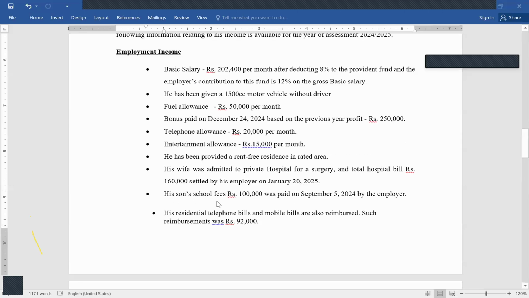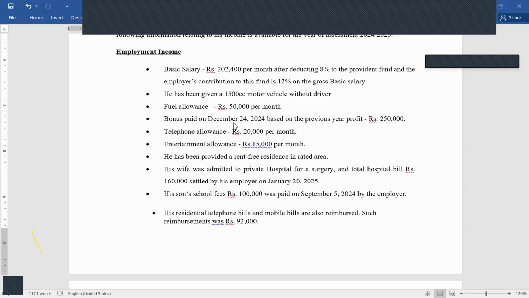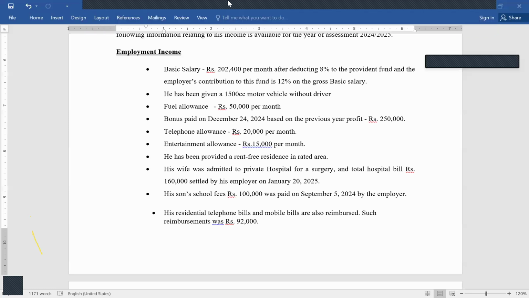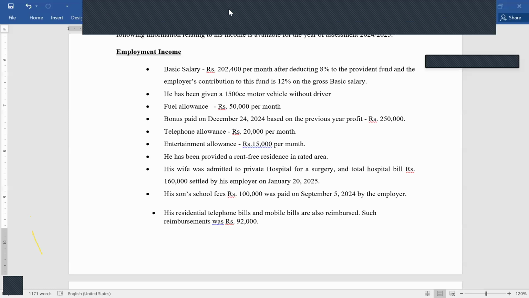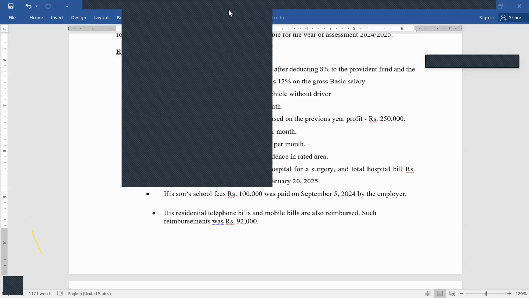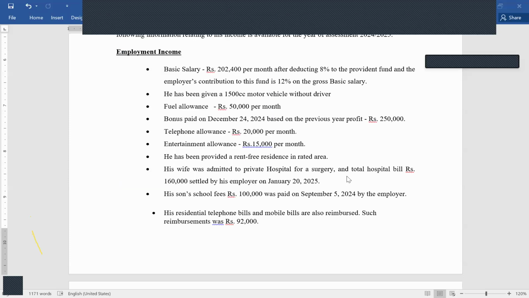Then his son's school fees, 100,000, was paid on September 5th, 2025 by the employer. That is also a benefit to that employee. Therefore, we have to consider it. Yes, school fee should be considered as a benefit.